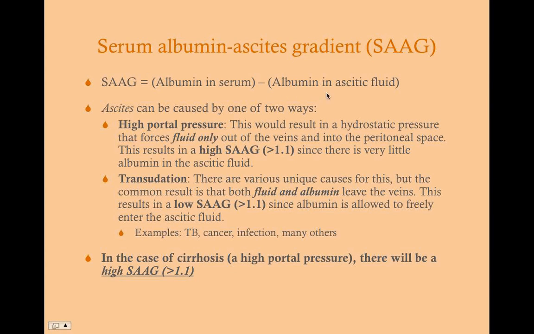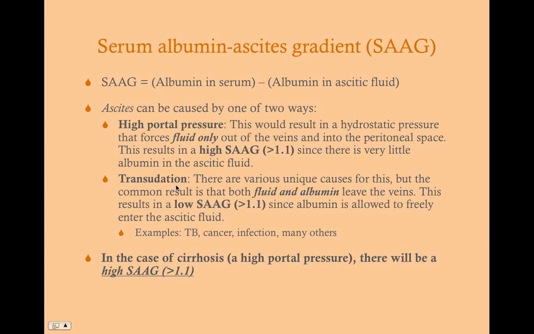So the albumin in the ascites is going to be very, very, very low. The albumin in the serum will be low, but it won't be super low. So the result of this is that it's going to be quote-unquote high. It'll be greater than 1.1.